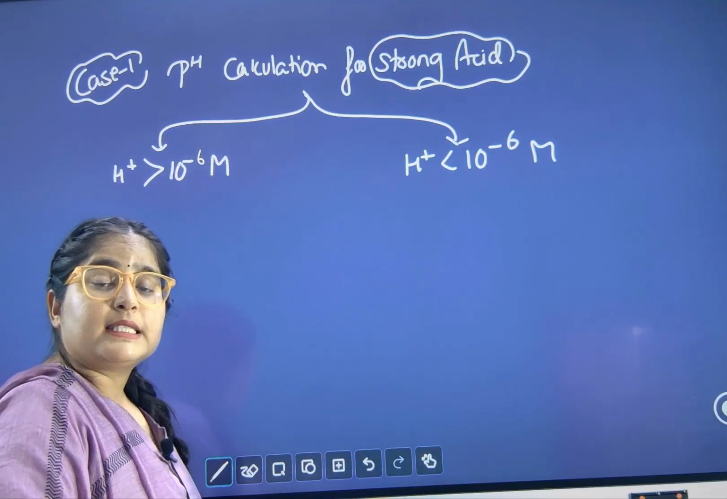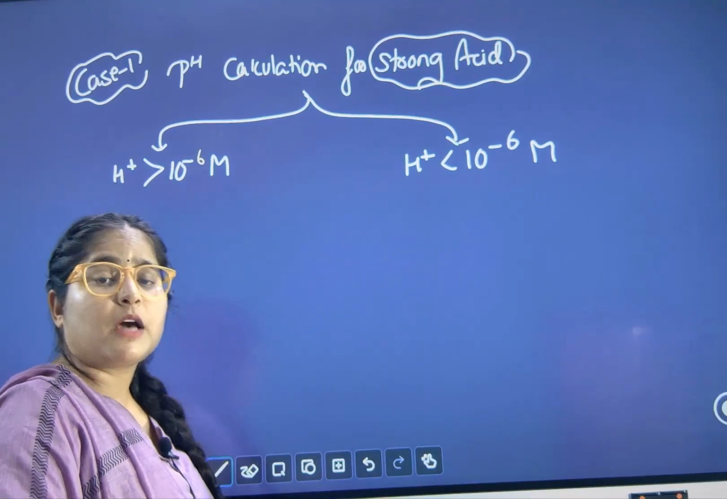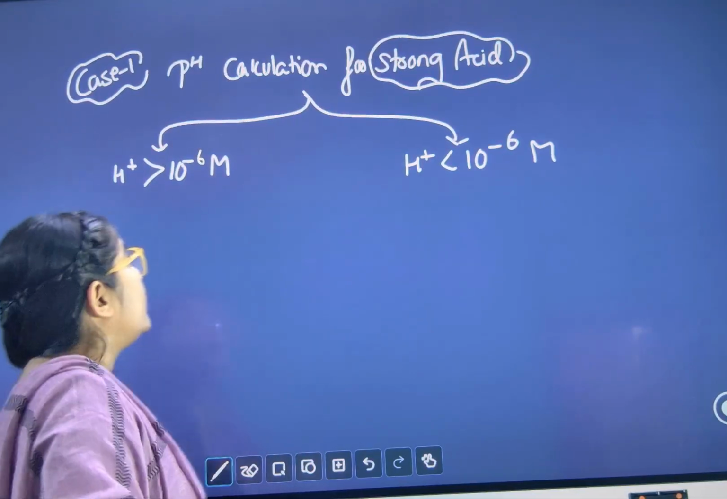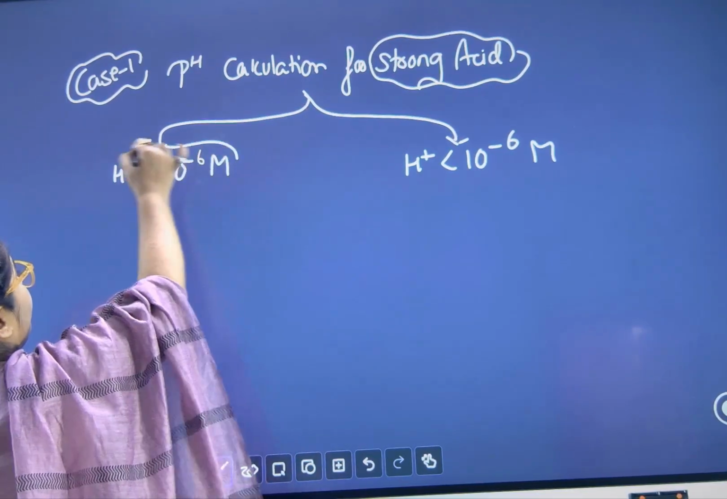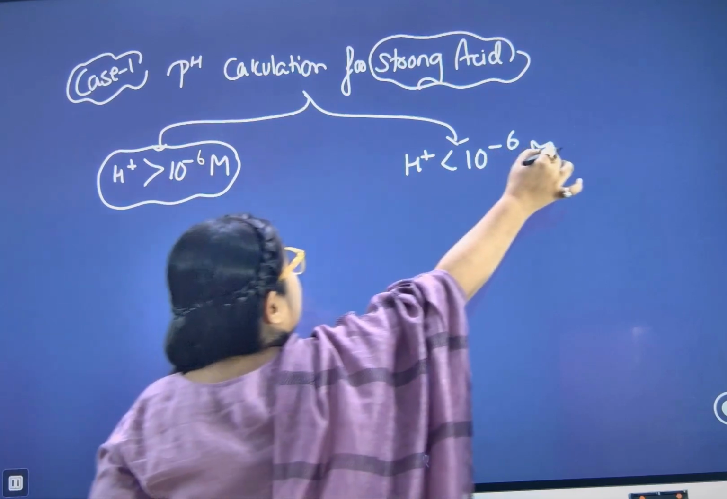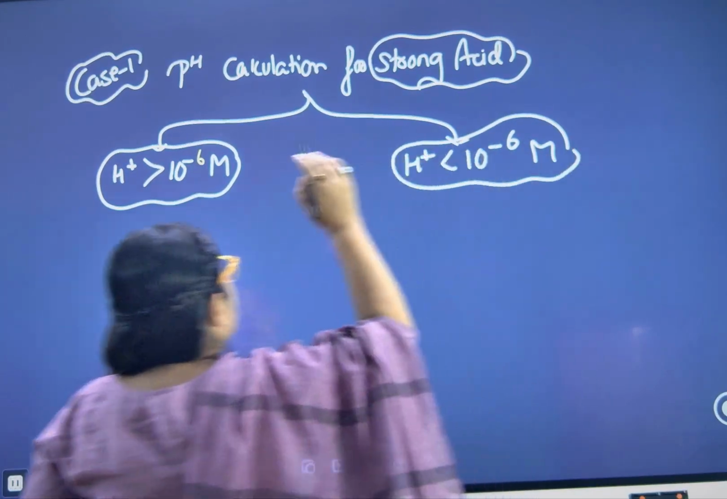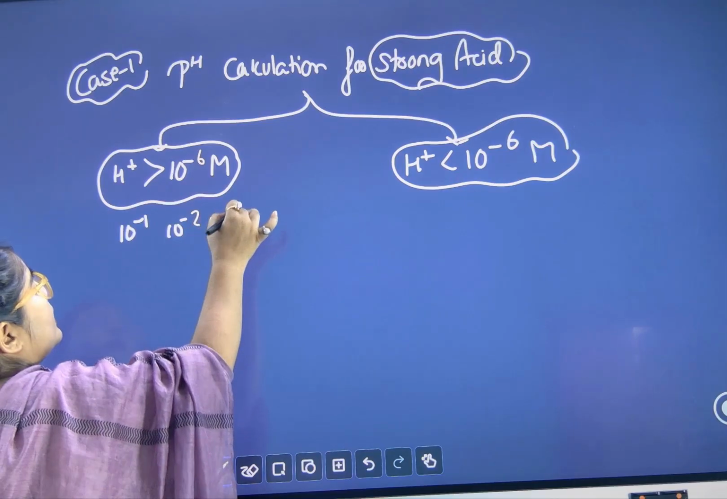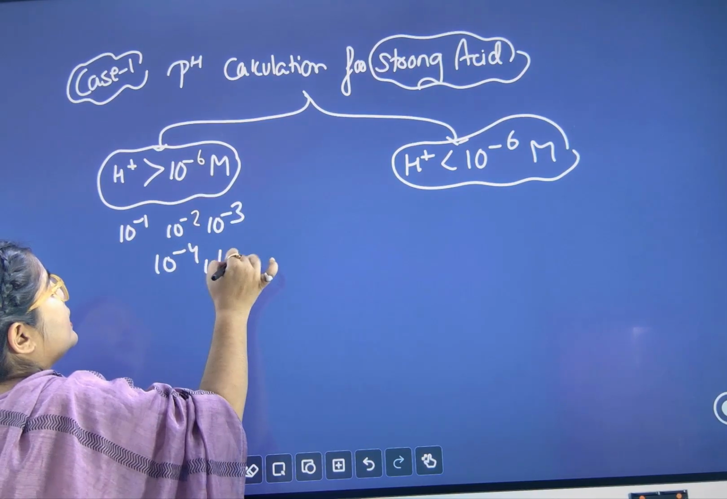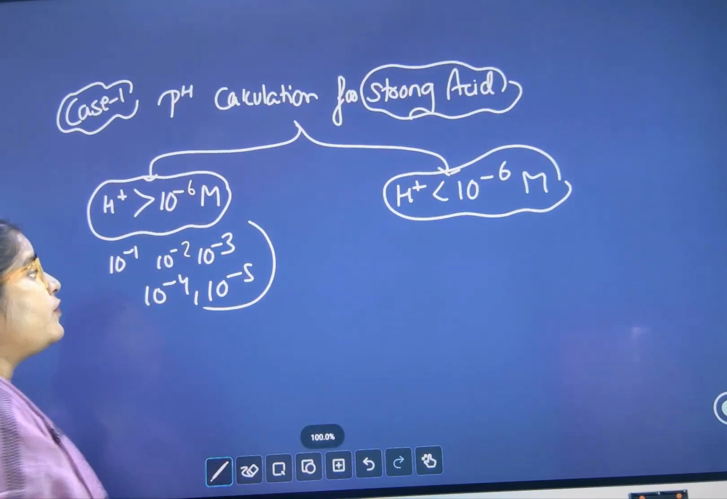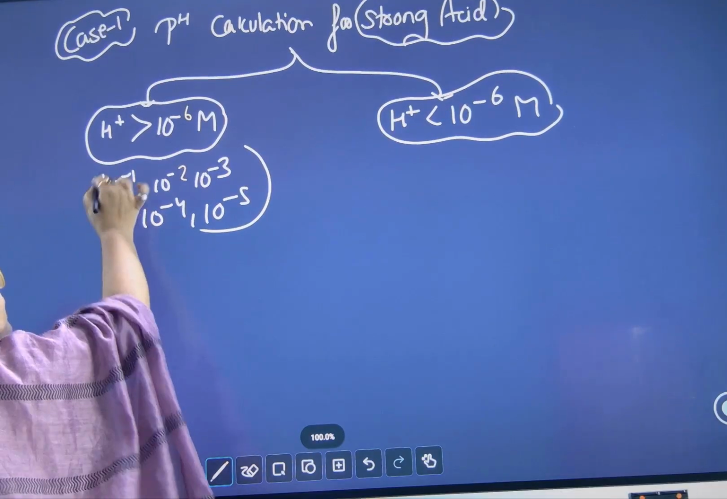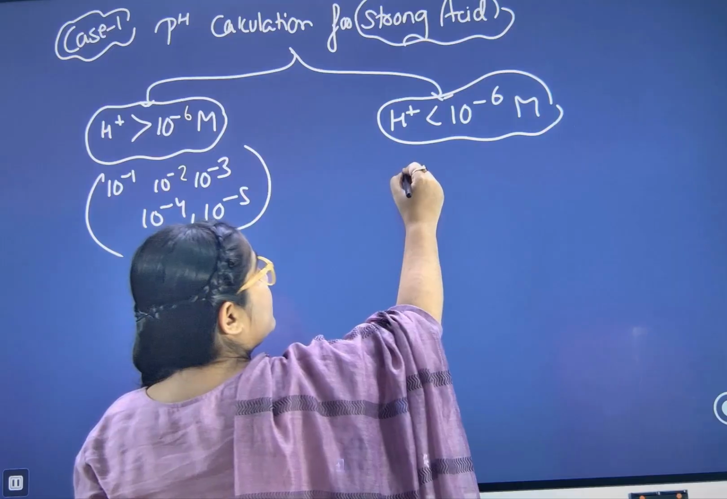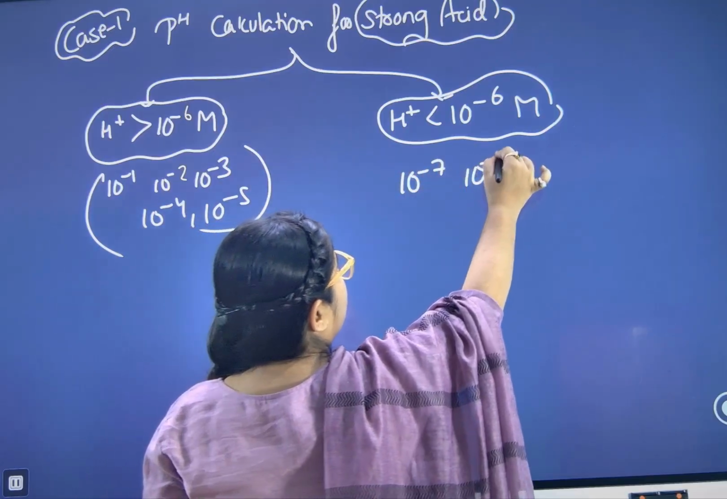So what are the two cases? H plus ion more than 10 to the power minus 6, and H plus ion less than 10 to the power minus 6. Clear? Okay, now see here. If H plus ion is more than 10 to the power minus 6, means 10 to the power minus 1, minus 2, minus 3, minus 4, minus 5. Now these all are the cases of more than 10 to the power minus 6. Clear? Okay. And less than 10 to the power minus 6 means minus 7, minus 8 and so on.